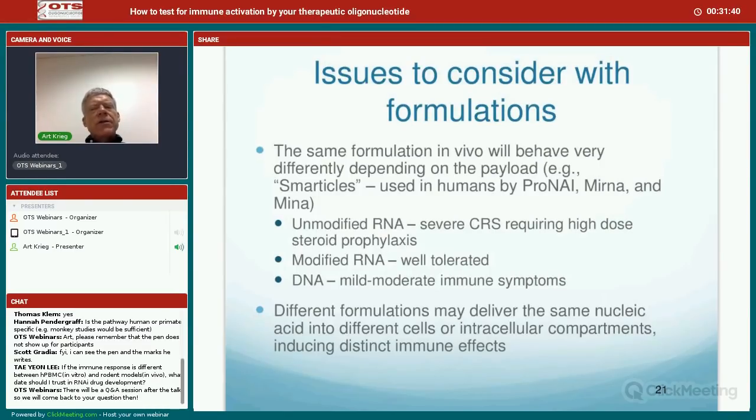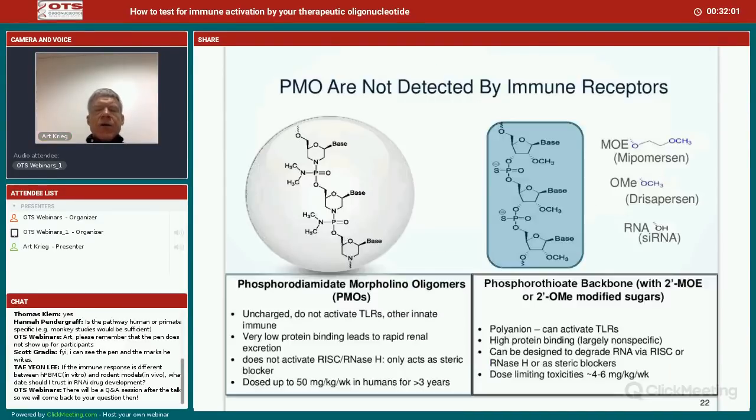And so the point here is, it's probably obvious, that the same formulation, you can reduce the immune effects if you're modifying your payload. And as I mentioned before, it's at least theoretically possible that different formulations may deliver the same nucleic acid into different intracellular compartments. And that's kind of the flip side of this. So that could have different immune effects.